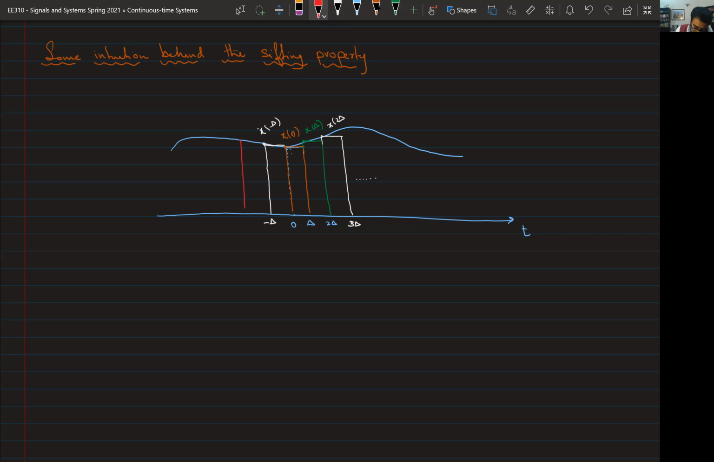This is another approximation. So this is minus 2 delta.